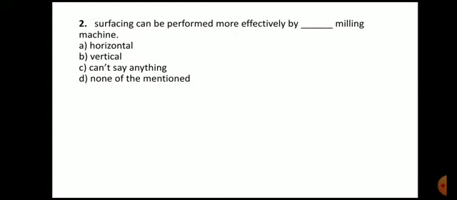Next question, surfacing can be performed more effectively by blank milling machine. Horizontal, vertical, can't say anything, none of the mentioned. The answer is vertical milling machine. So the surfacing can be performed more effectively by vertical milling machine.